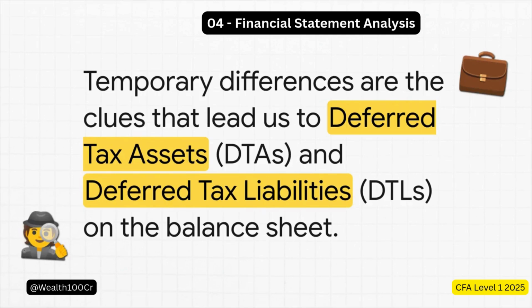So we have these timing differences. So what? What do we do with them? We can't just pretend they don't exist. Well, this is where accountants came up with a pretty clever solution. They create two special accounts on the balance sheet to keep track of it all: deferred tax assets, or DTAs, and deferred tax liabilities, or DTLs. These are literally the solution to the whole timing puzzle.